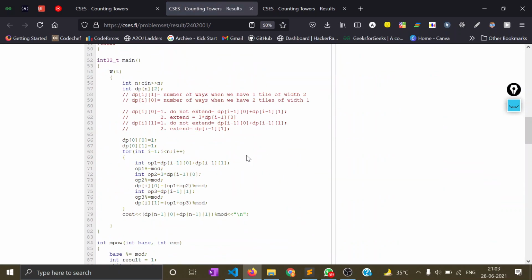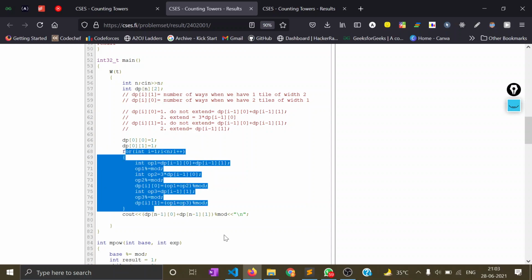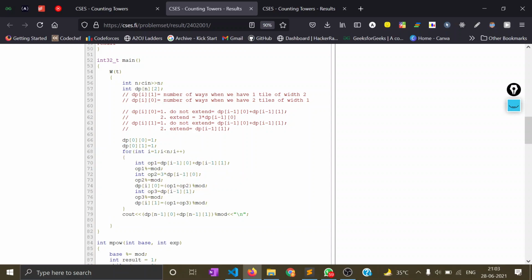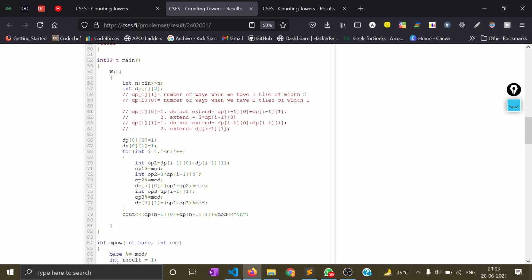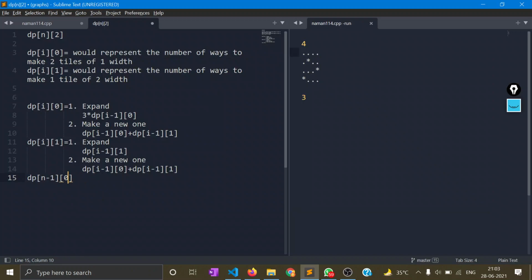As you can see, what was the first step that I did? I created a DP of n cross 2 size, and this is all the recurrence relation part, right? And what would be the output? Yeah, I forgot about this. What would be the answer? So the answer would of course be dp[n minus 1][0] plus dp[n minus 1][1], right? Because we want to make a tower of height n.